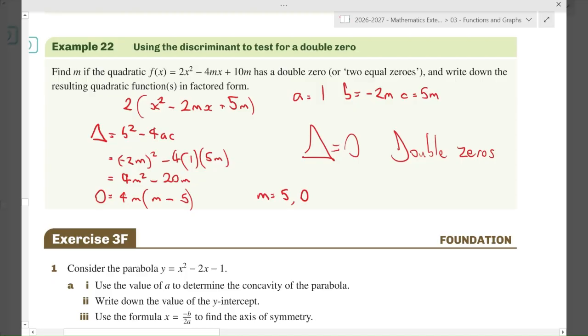If we put a 5 into our original equation, we would end up with a discriminant that equals 0. If we put a 0 into our original equation, we would end up with a 0. Everyone happy with that? Okay, so that's what we were doing. You were trying to find what values of m will give you a double zero. All good? Any questions on that one?